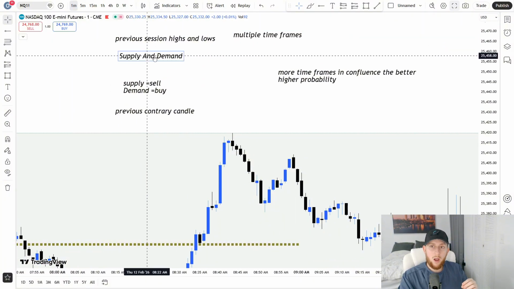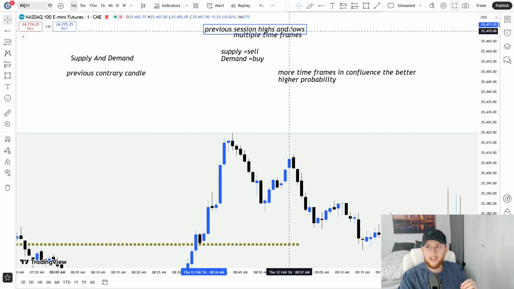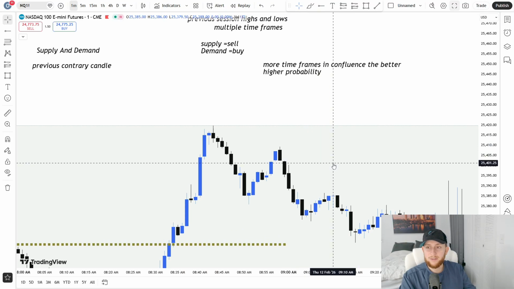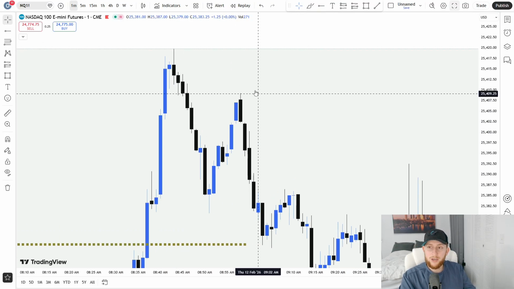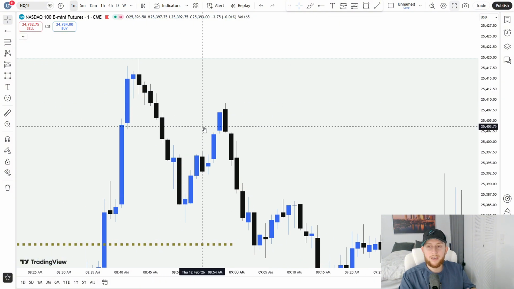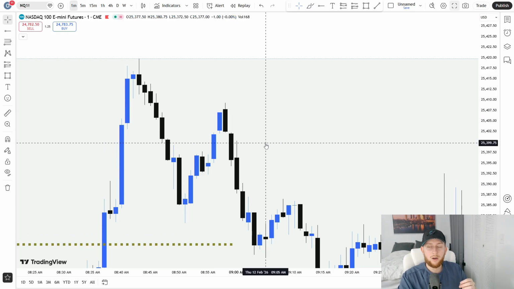So starting off with the previous contrary candle, right? And then we're going to dive into this stuff. The previous contrary candle is how you find your levels of supply and levels of demand. Previous contrary candle for a level of supply is going to be this right here. Now my candlestick colors are blue and black. As you can see, the blue ones are bullish, black ones are bearish.